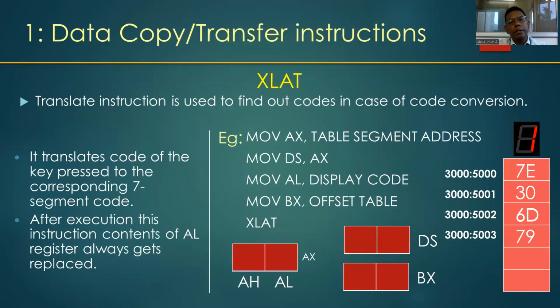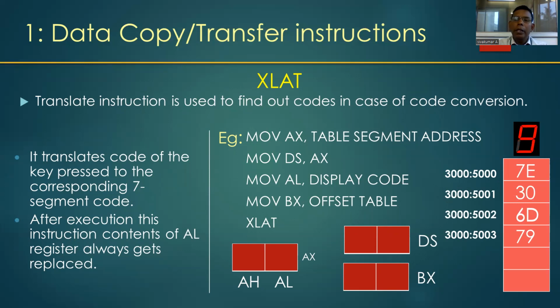The next data transfer instruction is XLAT. XLAT means translate; the instruction is used to find the codes in the case of code conversions. This is a simple program that explains the XLAT instruction. The table segment address will be moved to the AX register. The AX will be moved to the data segment, and the display code, which you want to display, will be moved into the AL register. The offset table contains the offset address. Then the XLAT instruction gives the offset of the corresponding display code.